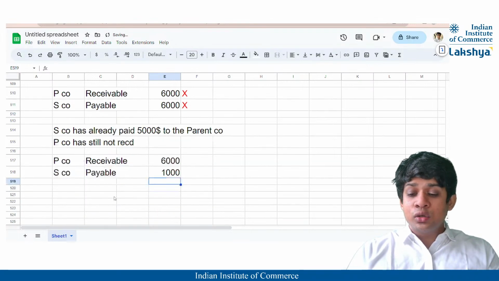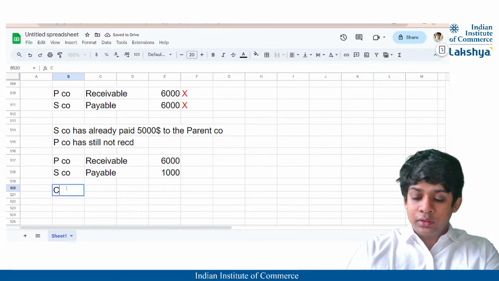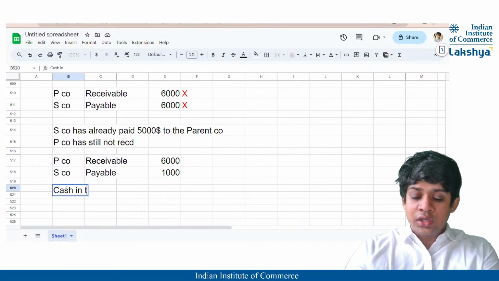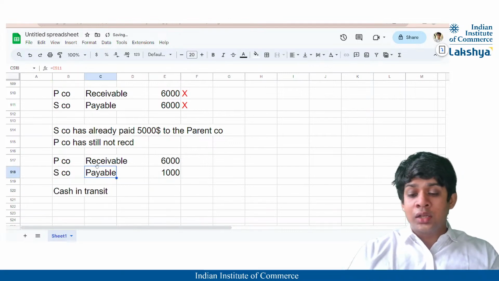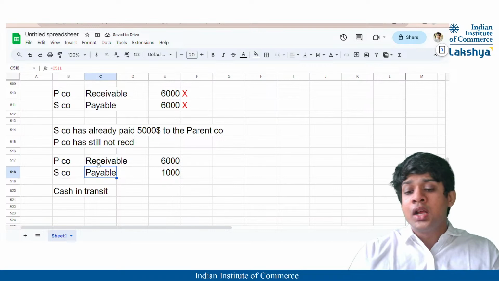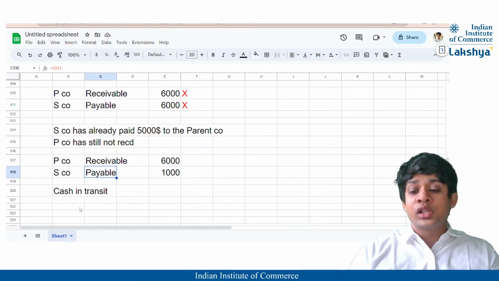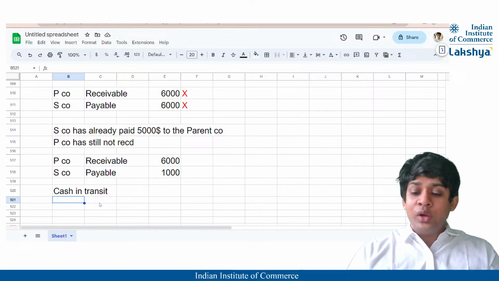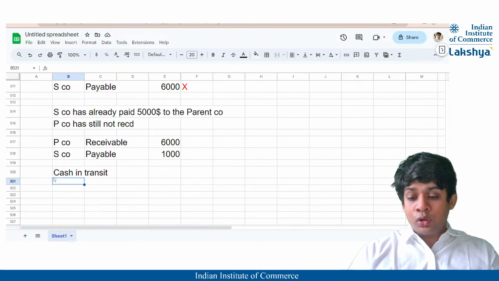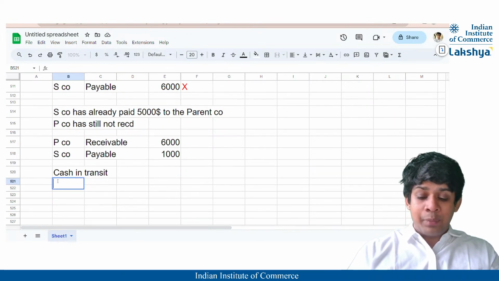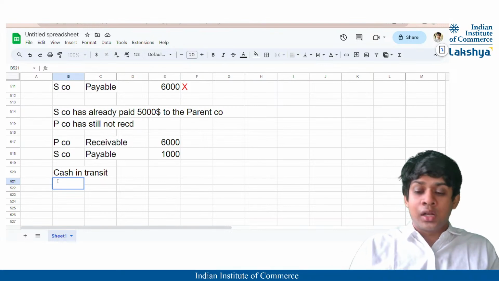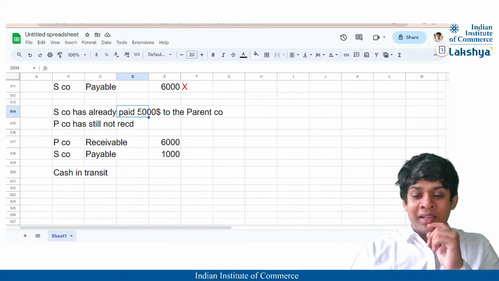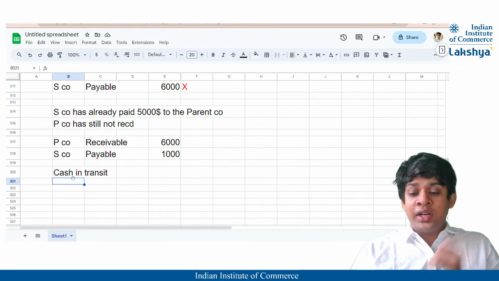So this is known as cash in transit. That means one company has paid it to another, but the other company has not received it, because of which their current accounts are not matching, correct? So if there is cash in transit, what will happen in such a case? We will assume that we have already received the cash which is in transit. Technically, this cash which has been paid by the subsidiary company, we have already received.